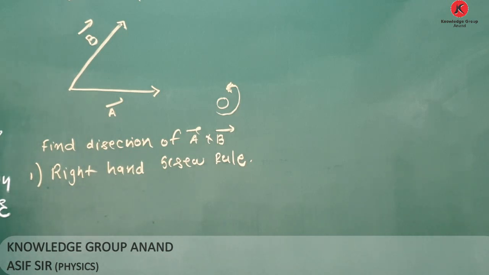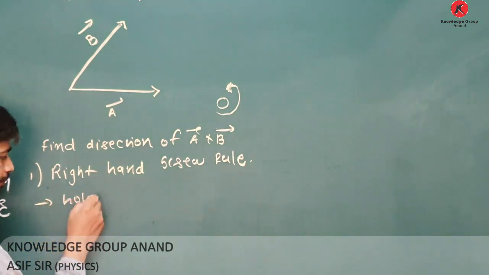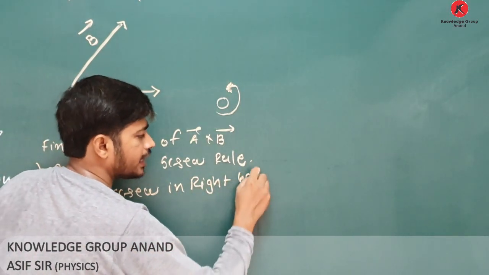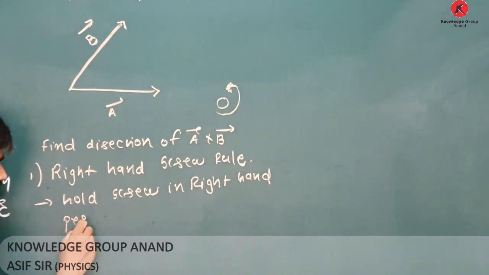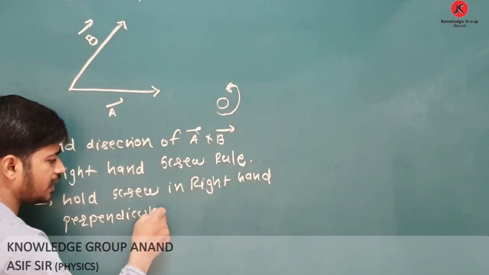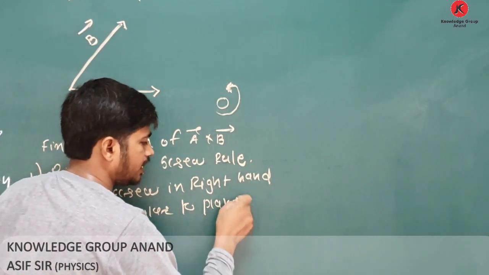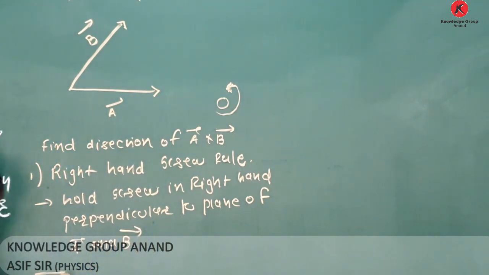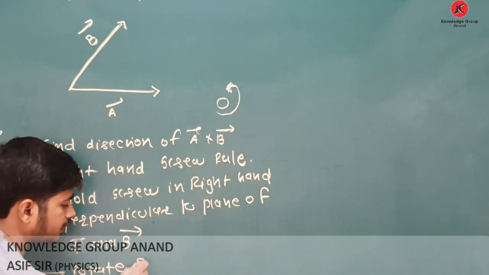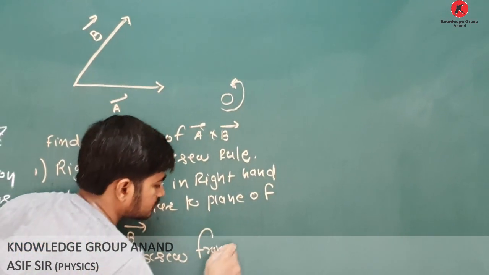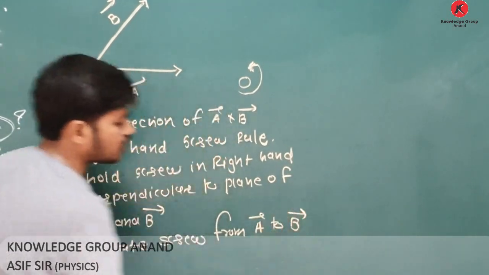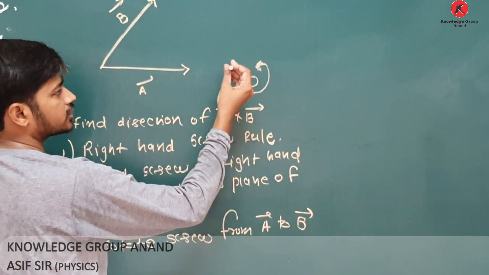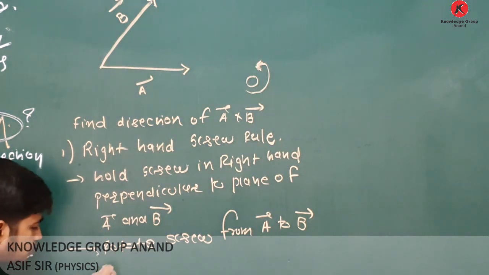See, I am writing the right hand screw rule. First, hold the screw in the right hand, perpendicular to the plane of A and B. Now rotate the screw from A to B. If you are holding the screw like this, you have to rotate it from A to B in this direction. Then the advancement of the screw.